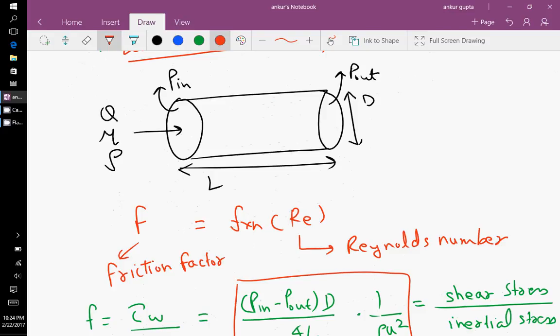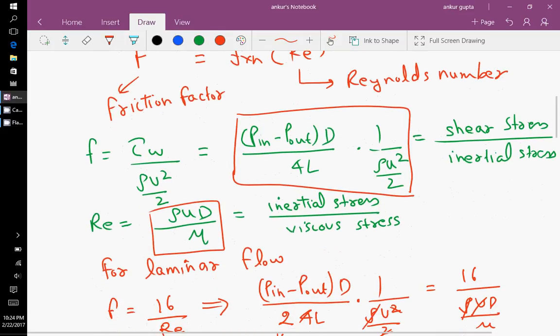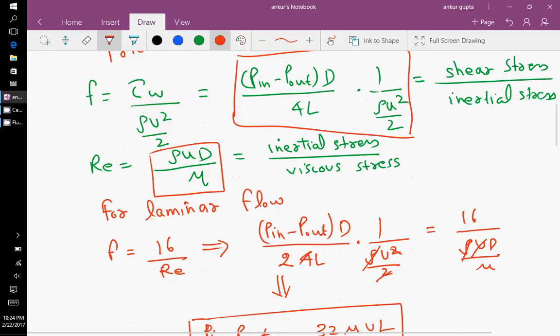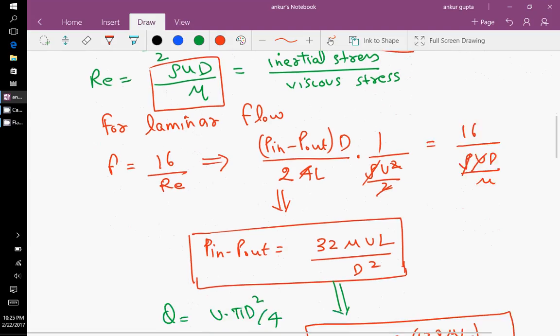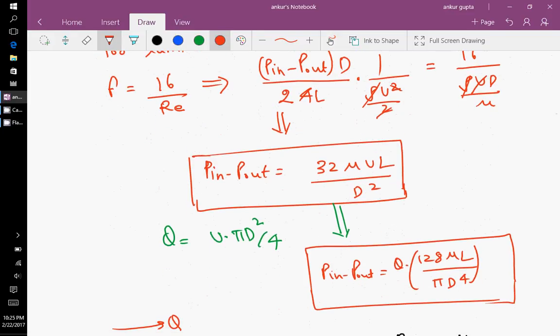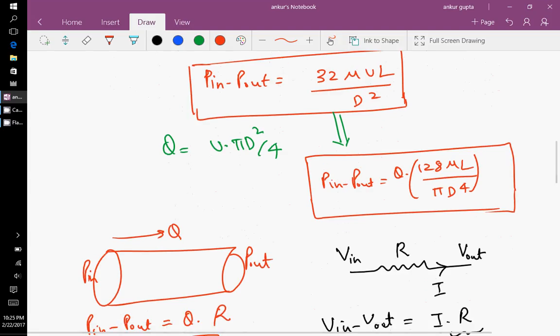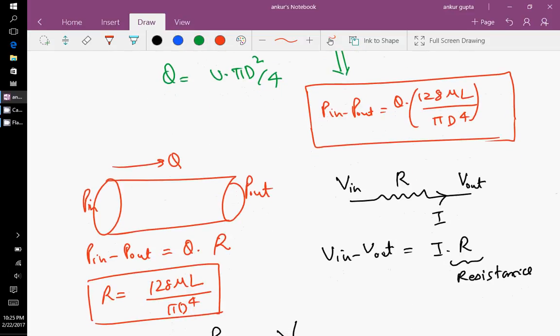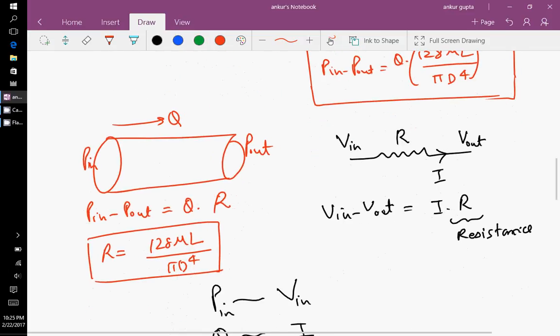So we said that for a pipe of length L, diameter d, and a fluid with viscosity mu, density rho, and flow rate Q, we know that friction factor is a function of Reynolds number, and for laminar flow friction factor is basically 16 by Re. By using the definitions of friction factor and Reynolds number, we found an expression for P in minus P out versus physical properties and velocity, which then, because we wanted to convert into flow rate, which is similar to current, we converted into flow rate. Now from here we started making similarities between pipe flow and electric current, and specifically we said that pressure is similar to potential, flow rate is similar to current, and then we found the expression of resistance for flow resistance.